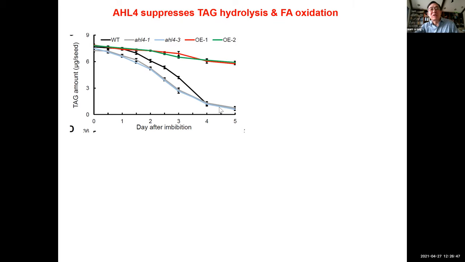You see the wild type in the blue line here, the triacylglycerides decrease gradually over the days of imbibition. The two knockout mutants seem to decrease even faster, but the overexpressed ones are really retarded. They just keep staying. The triacylglycerol is not really broken down well.